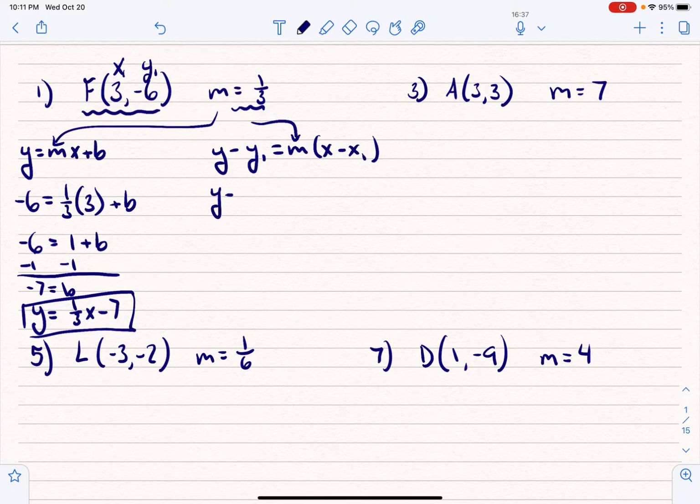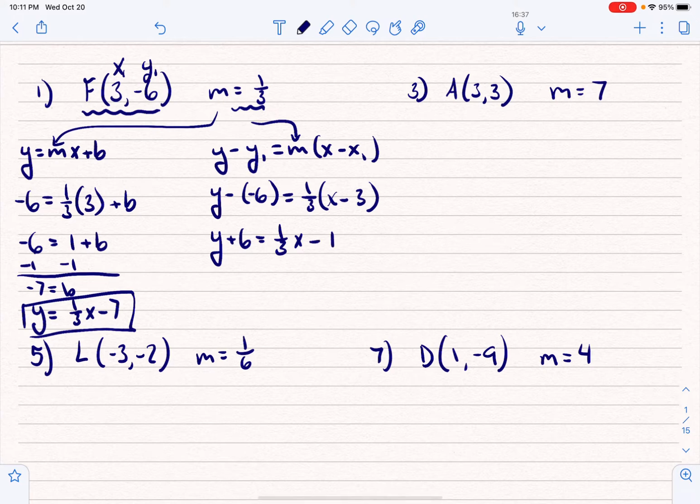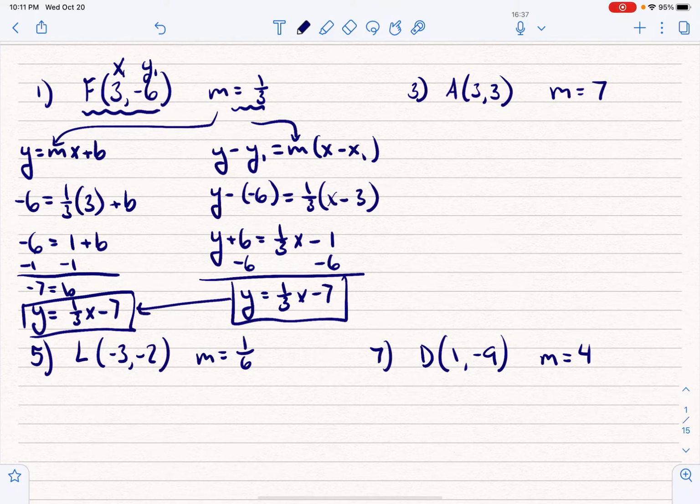Now if you use the point-slope form, the second one, then you would write it as y minus y1, which is -6, equals my slope, 1/3, times x minus x1, which is 3. And so this becomes y plus 6 is equal to 1/3 x, 1/3 of -3 is -1. And then again, we have to subtract 6 from both sides, and this becomes y equals 1/3 x minus 7. And notice it's the exact same answer because math is true.